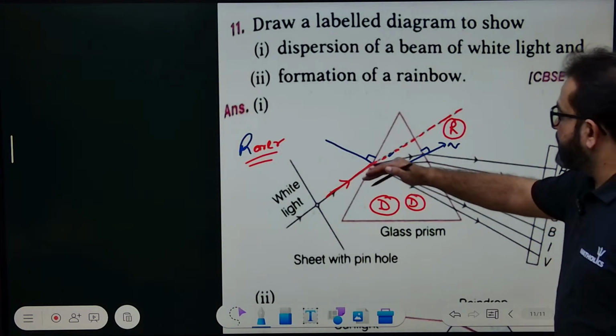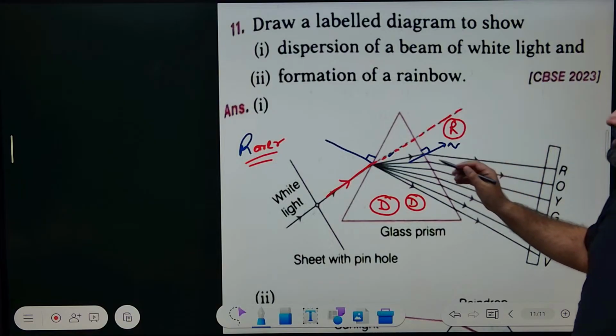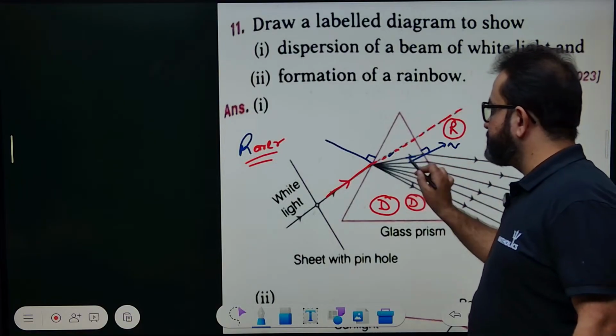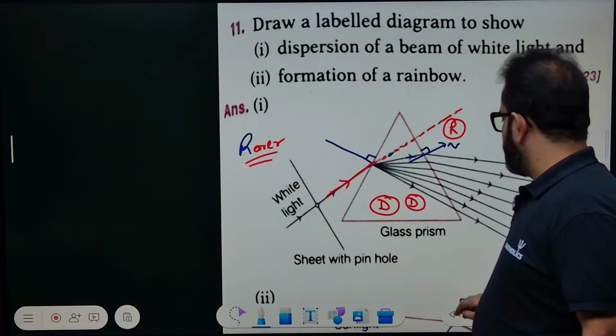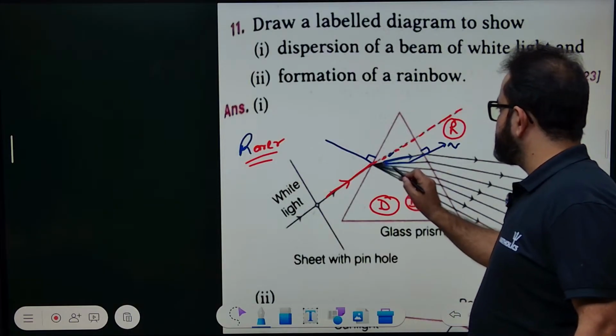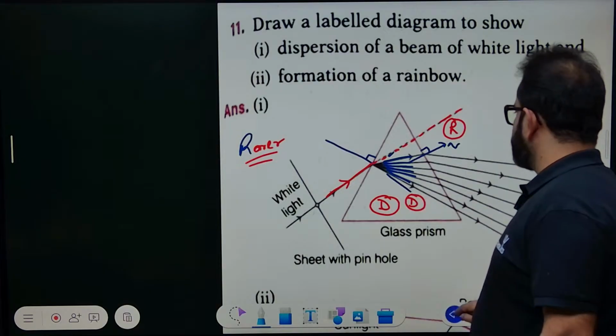How is it made? Like this. Then you just have to make seven different refracted rays inside: 1, 2, 3, 4, 5, 6, 7, like this. This is 1, this is 2, this is 3, this is 4, 5, 6, 7. They all are going in this direction, right?